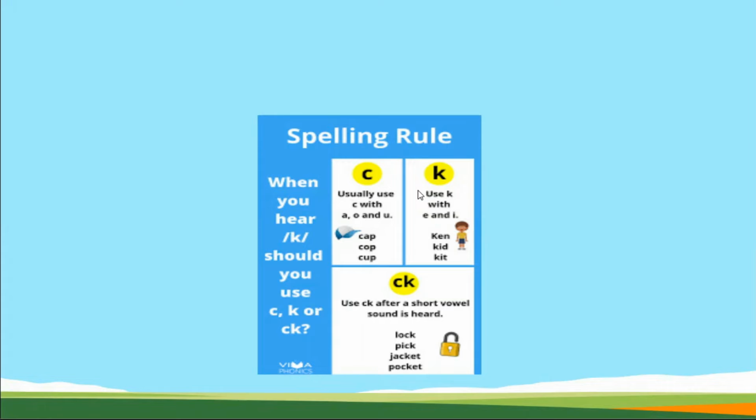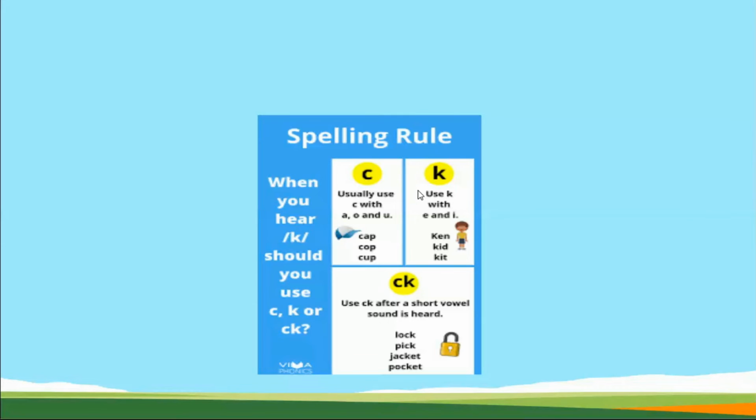Usually, we use the letter C when it comes with the vowels A, O and U. Cap, cop, cup. Here the C sounds like K. So whenever A, O, U comes in a word, we should use C in the beginning. And whenever the vowels E and I come in the beginning of the word, we should use the letter K. At the end of a short vowel sound, we have to use C and K together.